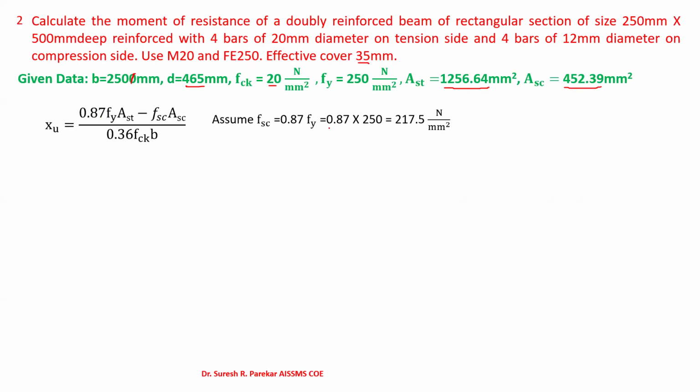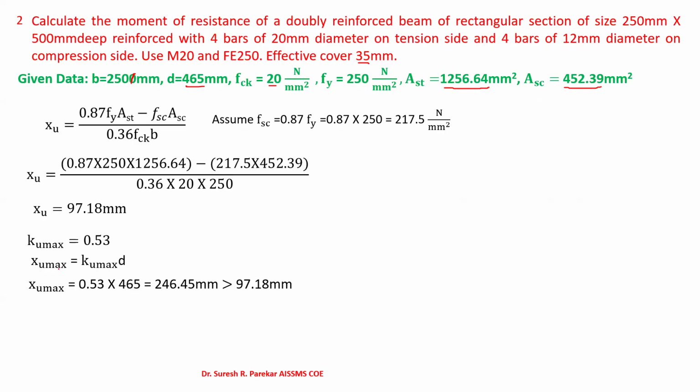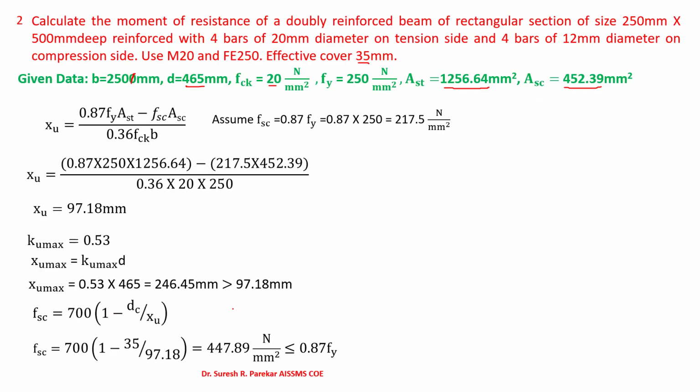Now again we have to first assume fsc 217.5. We will substitute values in the equation of xu, from which we will get the value of xu. We will put this value of xu in the fsc formula after checking with xu max. And from this we will get the value of fsc, 447.89, which is greater than 0.87 fy. And therefore whatever assumption we have considered, that fsc is 217.5, that assumption is correct.